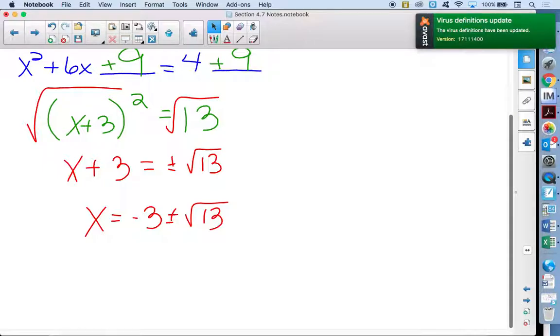This is one of my favorite ways to solve. I prefer this to factoring. Any problem you can use completing the square with. It works for any type of quadratic problem. So it's something that you can always use or revert to.